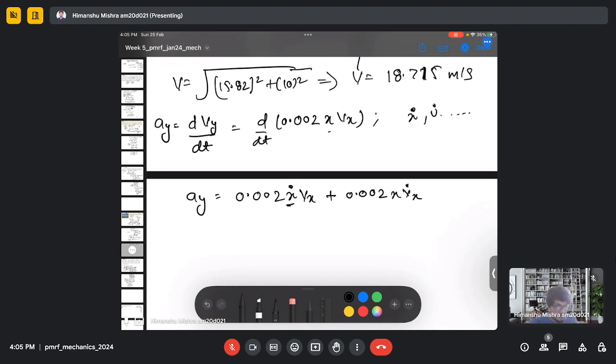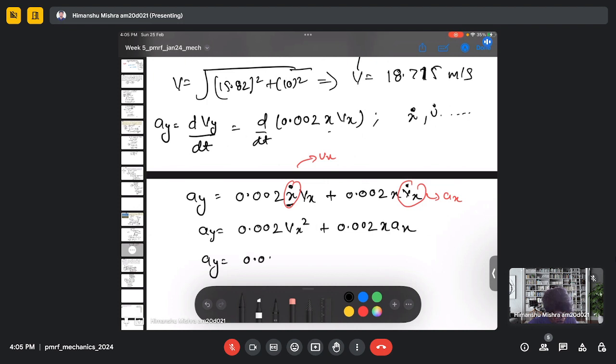So x dot is actually vx. So it's 0.002 vx square, because this quantity is vx and this quantity is ax. That's 0.002 x ax. So I can write here 0.002 times vx square plus x ax.